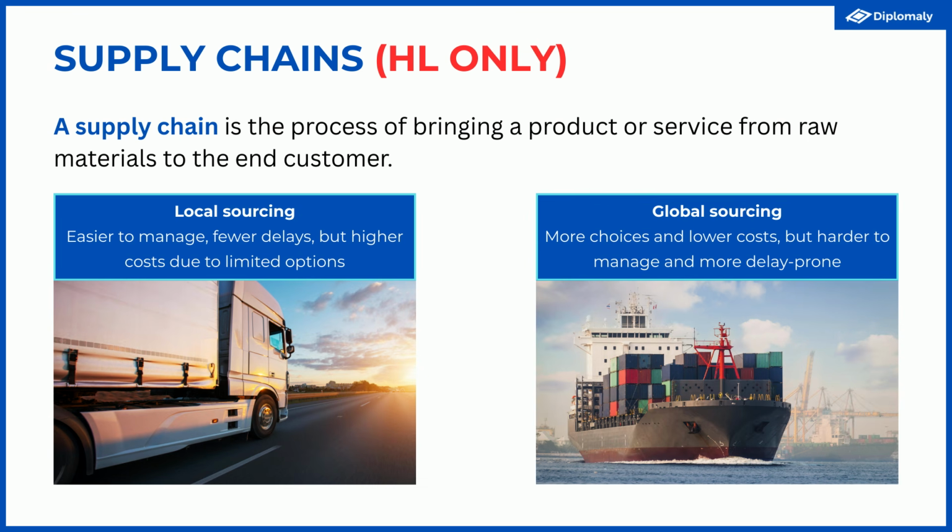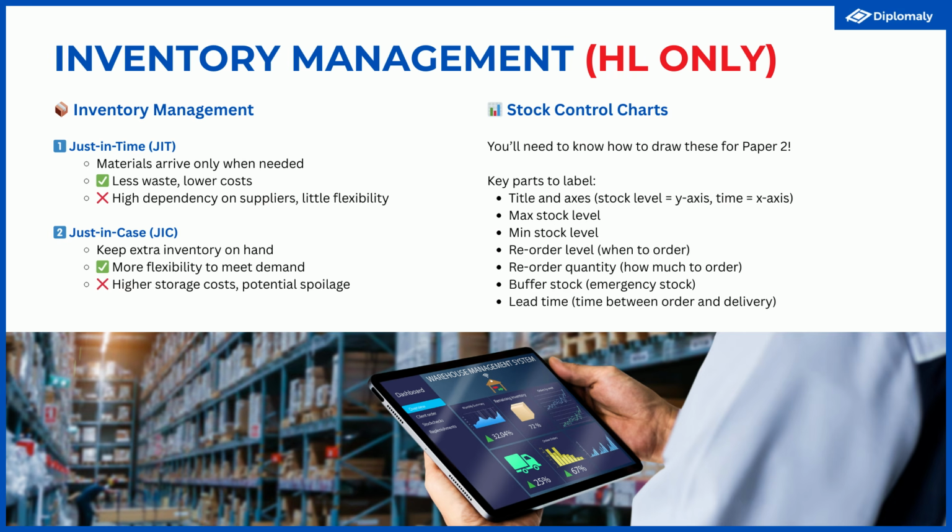This can occur at the local level, where you're sourcing locally, or global level, where you're sourcing internationally. Local supply chains are easier to manage and have less delays, but often lead to higher costs due to less choice for the business, with the exact opposite being true for global supply chains. The way in which businesses source from suppliers is also important.